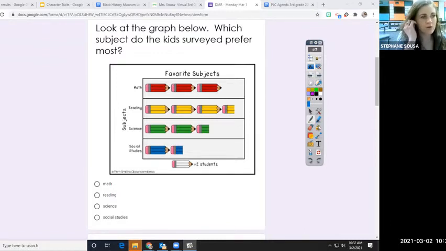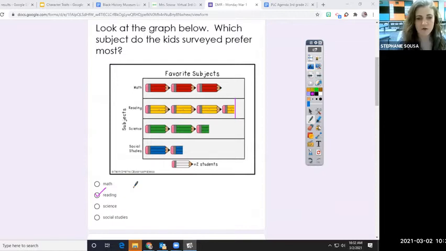Look at the graph below. Which subject do the kids surveyed prefer the most? I noticed that our title is favorite subjects. Our categories are math, reading, science, and social studies. And my key tells me that each pencil on this pictograph represents 2 students. So which subject the kids prefer the most would be the longest section of pictures, and that would show reading. Reading has 2, 4, 6, plus 1, 7 students. Reading is the most favorite subject.